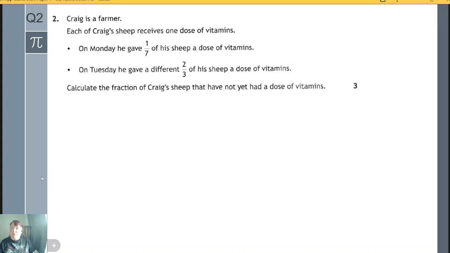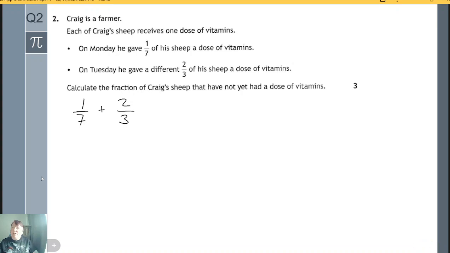Question 2. Craig is a farmer. Each of Craig's sheep receives 1 dose of vitamins. On Monday, he gave 1/7 of his sheep a dose of vitamins. On Tuesday, he gave a different 2/3 of his sheep a dose of vitamins. Calculate the fraction of Craig's sheep that have not yet had a dose of vitamins. So we have got 1/7 and 2/3 that have had their vitamins.